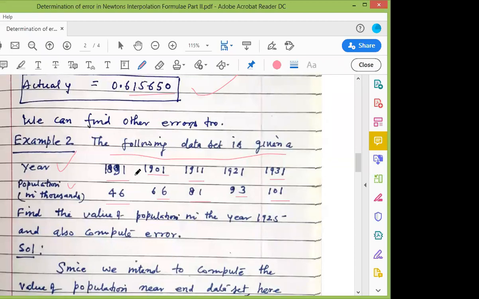So what is the gap? There must be equal spacing because Newton's formulae apply only for equal spacing. How many years between these? 10 years here, 10 years here, 10 years here also. So there is a difference of 10 years. Find the value of the population in the year 1925 and also compute the error.